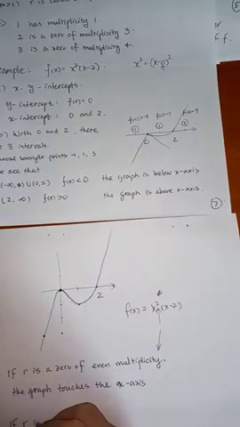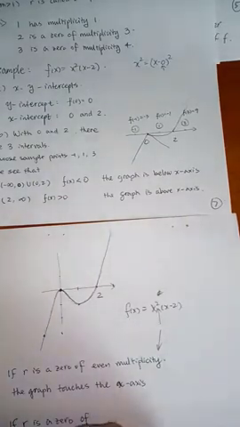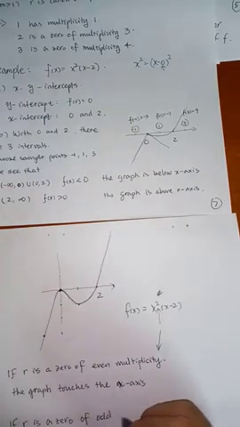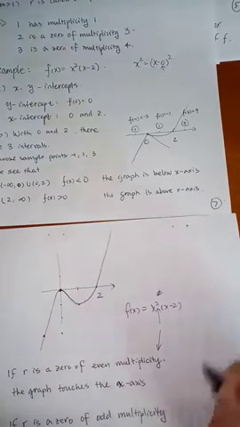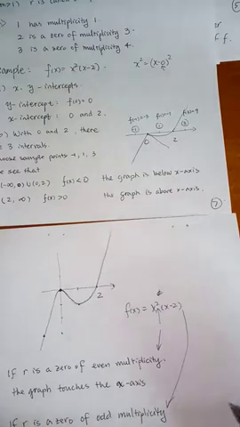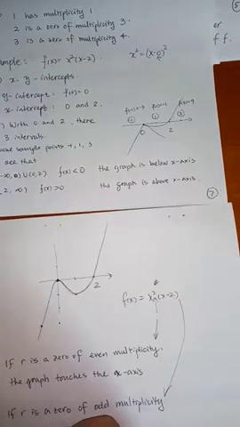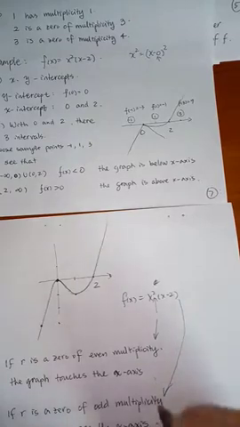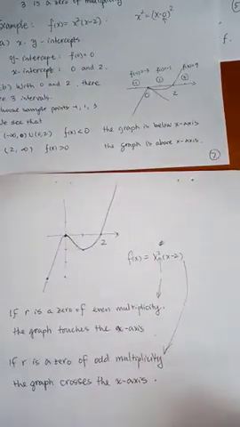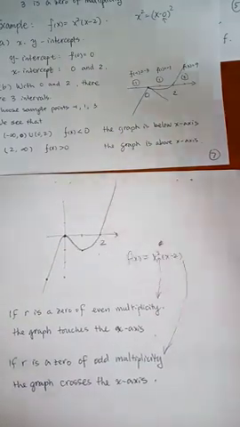If r is a zero, we're talking about a zero, not an arbitrary point. If r is a zero of odd multiplicity, like this, the graph crosses the x-axis. So far we cannot prove them, we just get the conclusion from this example.